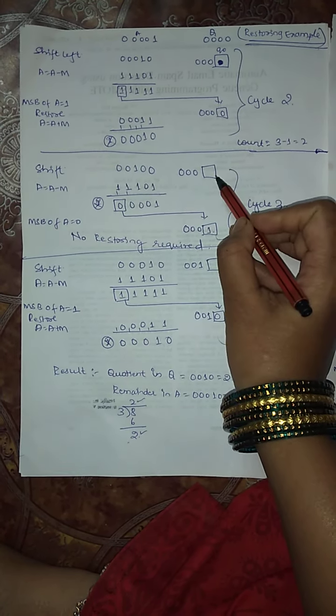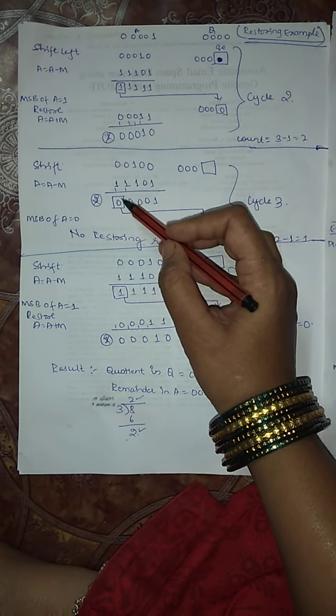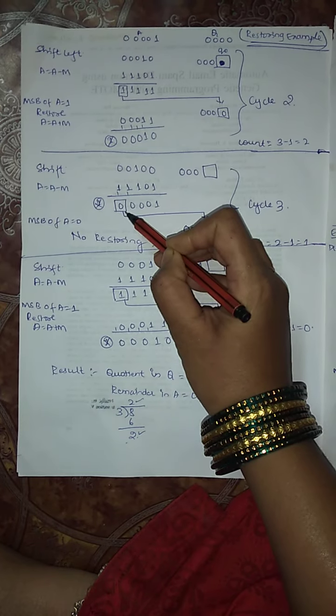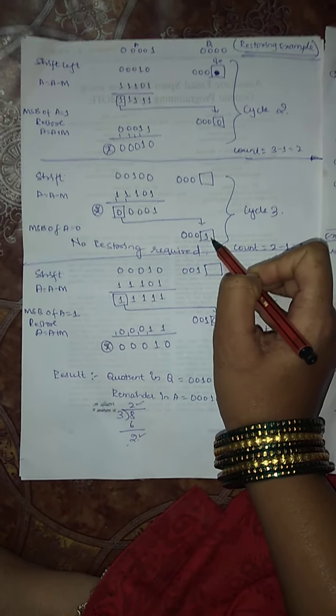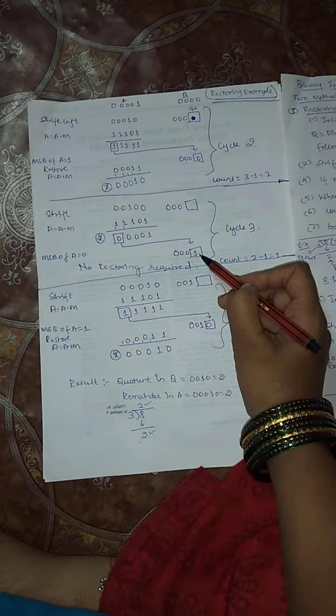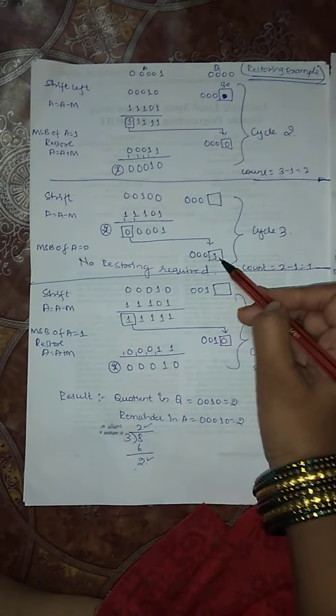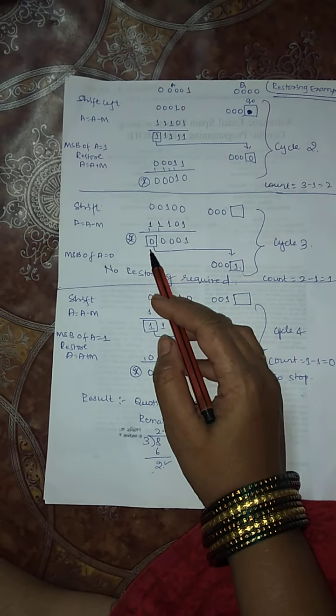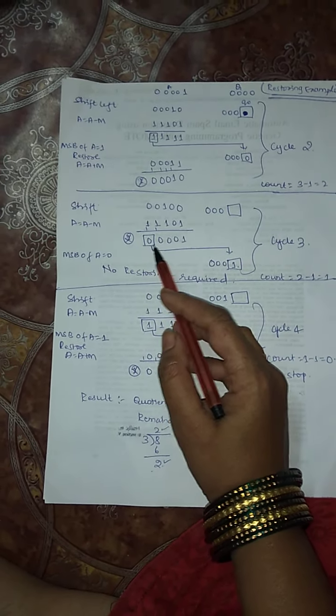Now what is the value of Q naught? Let us see the MSB bit of A. MSB bit of A is now 0. What will be the value of Q naught then? It will be a 1. So done with this step. Next step, should we restore or not? What is the MSB bit value of A? MSB bit of A is 0. Since it is 0, we are not restoring.